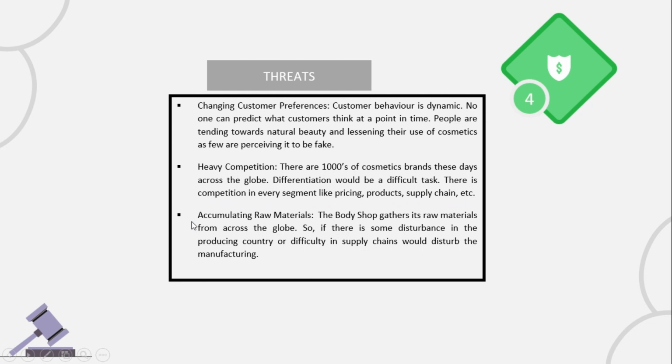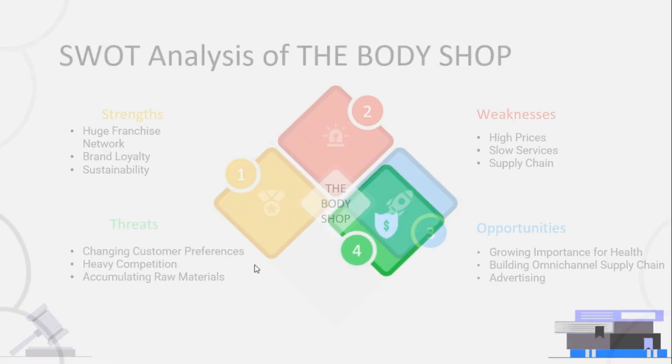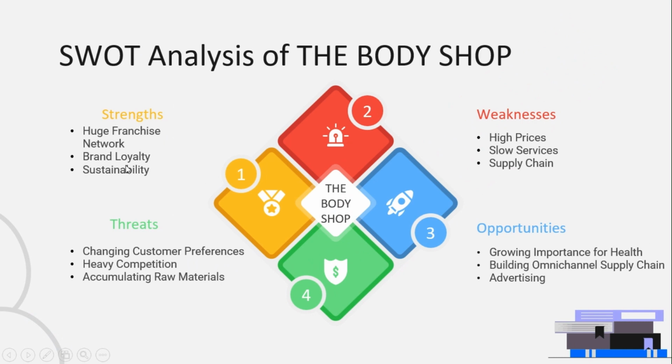3. Accumulating raw materials. The Body Shop gathers its raw materials from across the globe. So, if there is some disturbance in the producing country or difficulty in supply chains, it would disturb the manufacturing. With the help of SWOT, any organization's key points can be highlighted for easy observation. With this, I assume everyone has a clear idea of what SWOT analysis is.